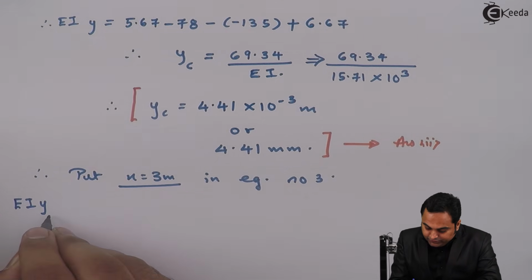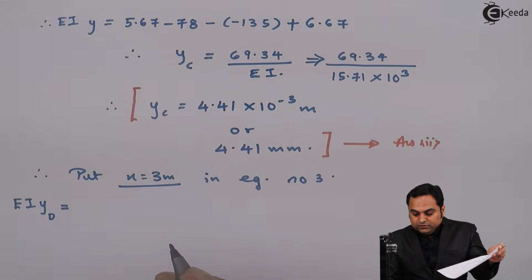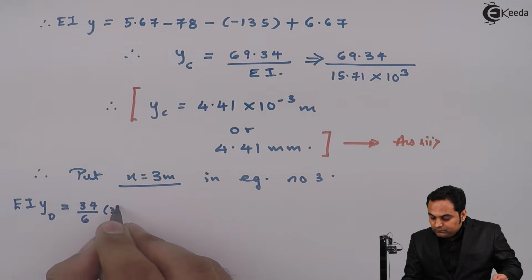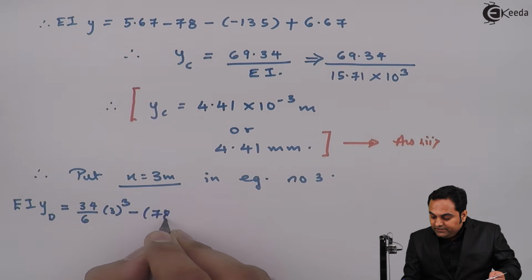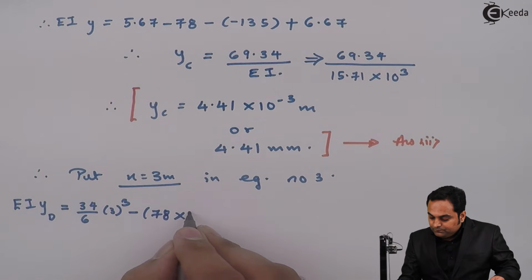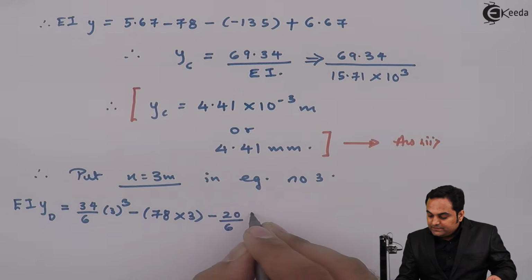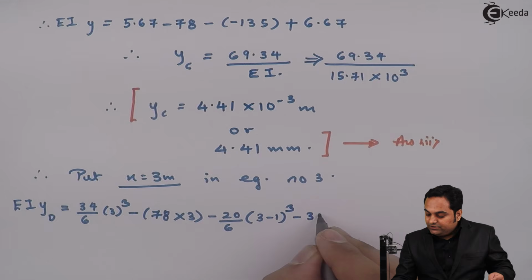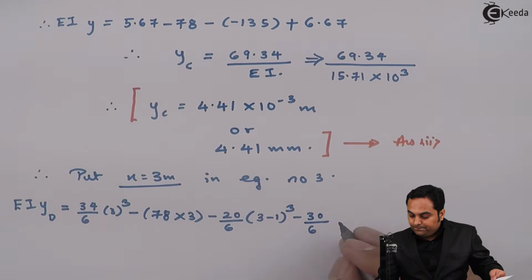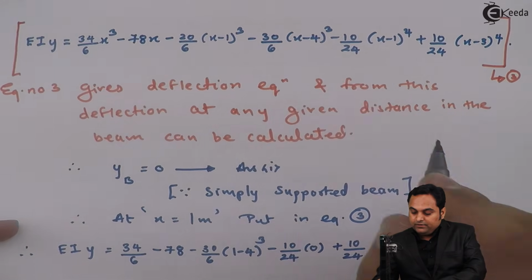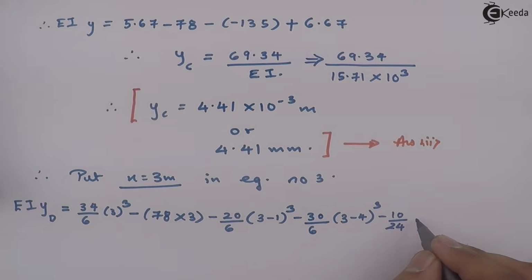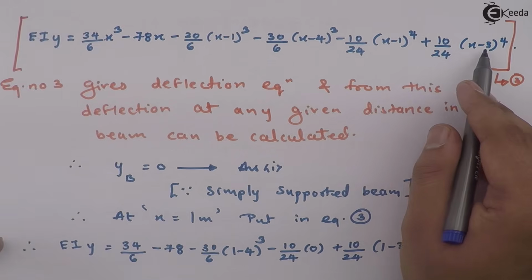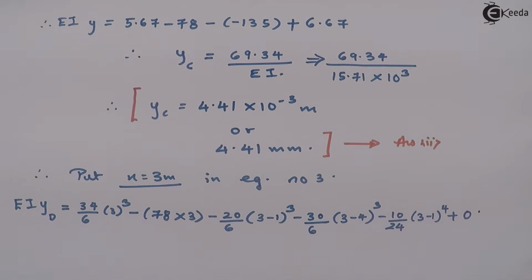since we want to find it at point D, so it is y suffix d is equal to, here we have 34 by 6 x cube, so it is 3 cube, minus 78x, so it is 78 into 3, then minus 20 by 6, here we have 3 minus 1 cube, minus 30 by 6, we have 3 minus 4 cube, then minus 10 by 24, 3 minus 1 raised to the power 4, and at last we have plus 10 by 24, this is 3 minus 3, so it becomes 0, so there is no need of the last term.